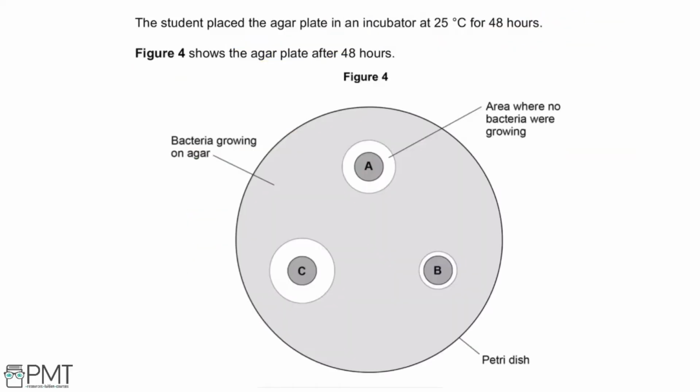The student placed an agar plate in an incubator at 25 degrees Celsius for 48 hours. Figure 4 shows the agar plate after 48 hours. So here we have figure 4, we've got our overall petri dish and we've got the bacteria growing on agar still represented by the pale grey. Then the white zones represent the areas where no bacteria is growing.